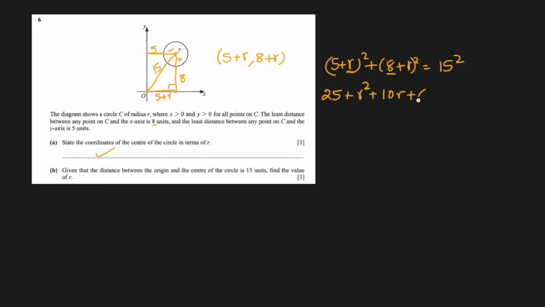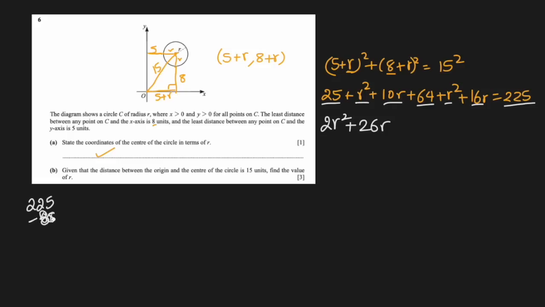Similarly here, 64 plus r square plus 16r equal to 225. 225 only. That is the square of 15. All right, so we need to find r. So we will write 2r square now, because this and this are two of them. 10 plus 16, 26r. Then 25 plus 64 is 89. And this 225 comes to the other side, so 225 minus 89. 89 will be 15 minus 9, 6, 21 times 8, 13, 136. So minus 136 is equal to 0.